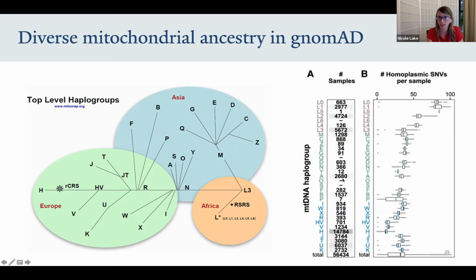And another observation I just wanted to briefly comment on was that we noticed that the number of homoplasmic variants correlated with the haplogroup of the sample. So just to orientate you, the reference genome for the mitochondria belongs to haplogroup H. And so what we could see is that as the distance from the reference haplogroup in the phylogenetic tree increases, so does the number of variants. So individuals of African mitochondrial ancestry have anywhere between 50 to 100 variants, those of Asian mitochondrial ancestry between 25 to 50, and European around 0 to 50.